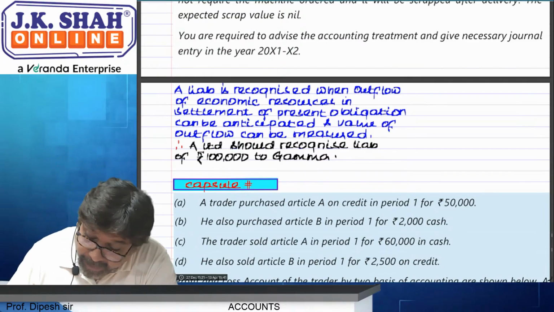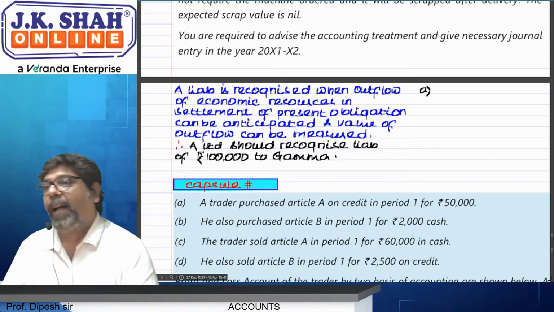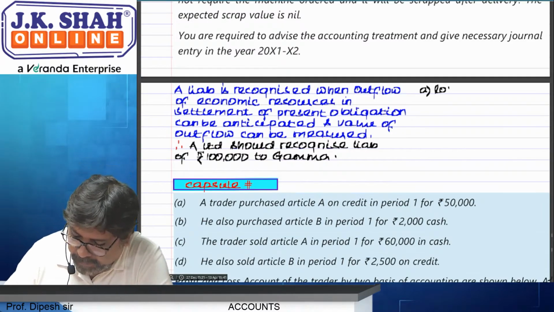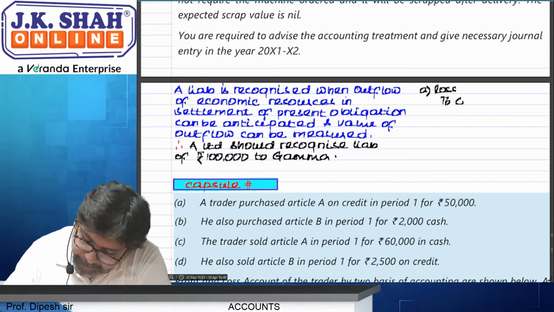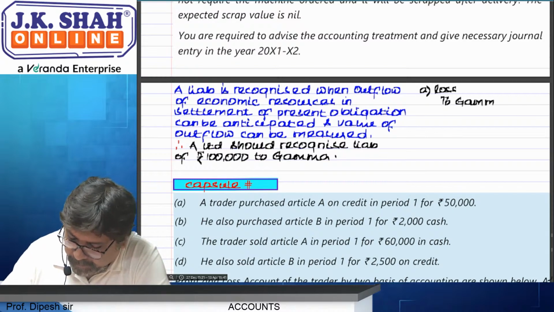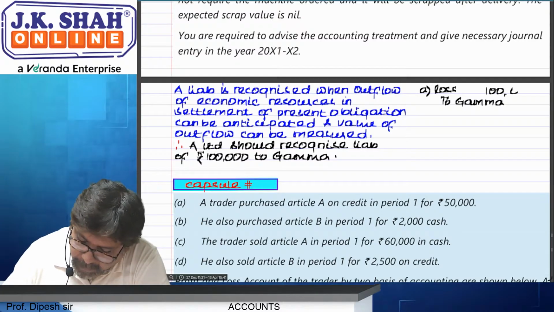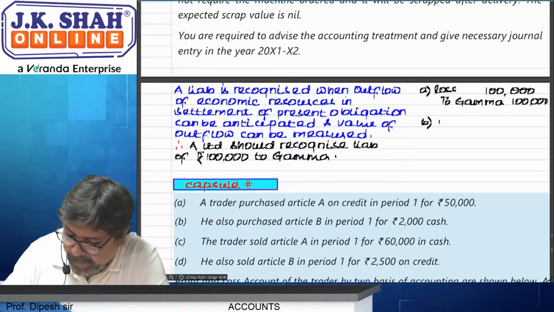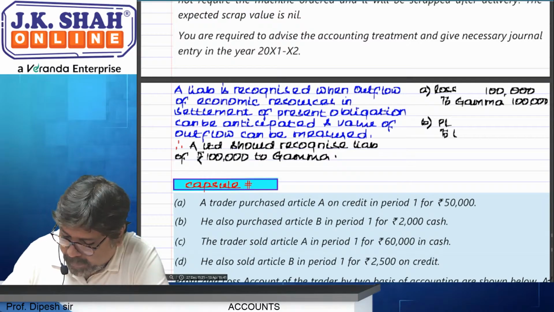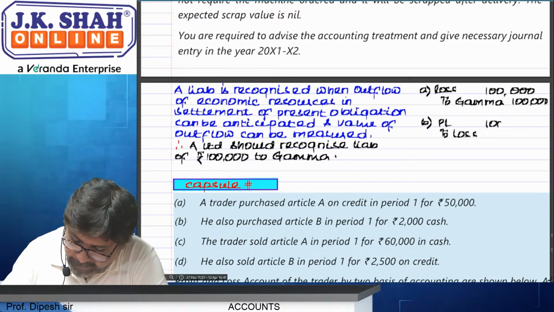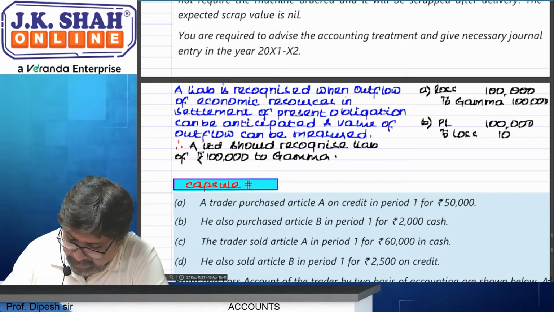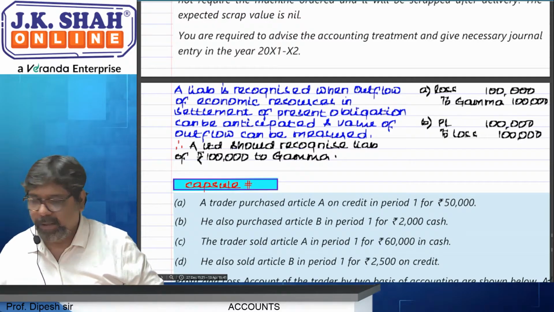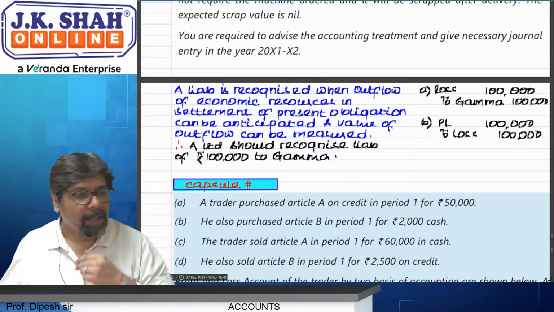You know how to pass the journal entry? Yeah, sir. But you write, we copy. Loss to gamma, how much? 1 lakh. And this loss will be transferred to PNL. PNL to loss. चले? Yes, sir.